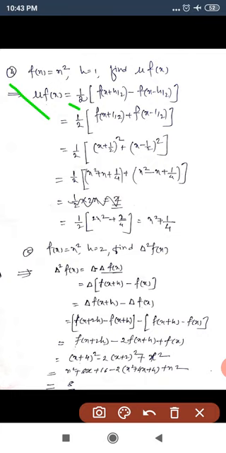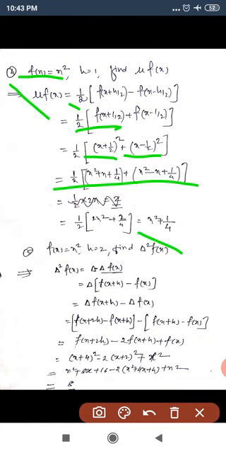Substitute the value of h, which gives f of x plus 1 by 2 plus f of x minus 1 by 2. And f of x is equal to x square. So f of x plus 1 by 2 is (x plus 1 by 2) whole square, and f of x minus 1 by 2 is (x minus 1 by 2) whole square. If we simplify this using (a plus b) whole square, we get the answer x square plus 1 by 4.